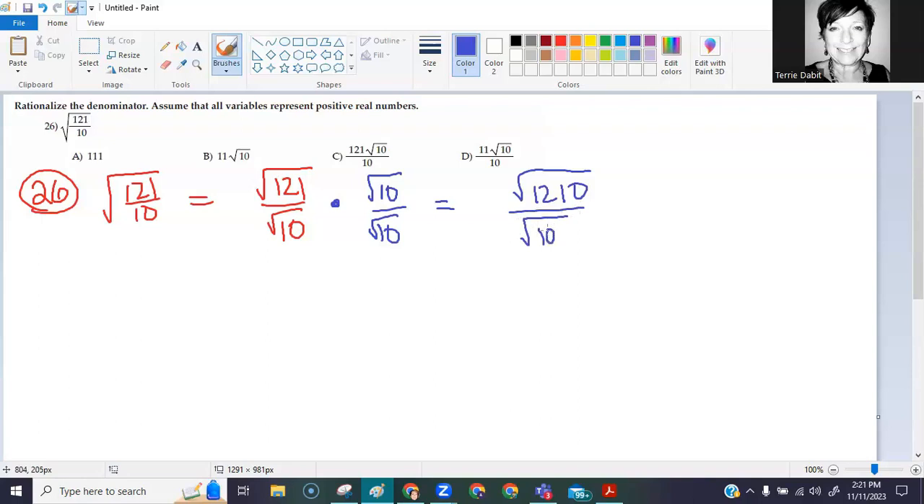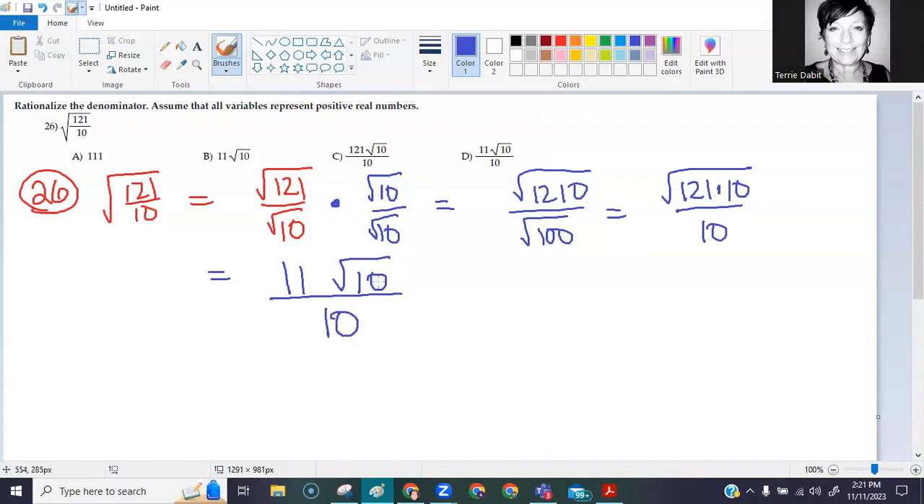square root of 100. Now, 1210 will break down into 121 times 10, and then the square root of 100 is 10. If I pull the square root of 121 out, I will get 11 on the outside. On the inside is the 10, and then on the bottom, the square root of 100 gave us 10, so that's what we have left on the bottom.